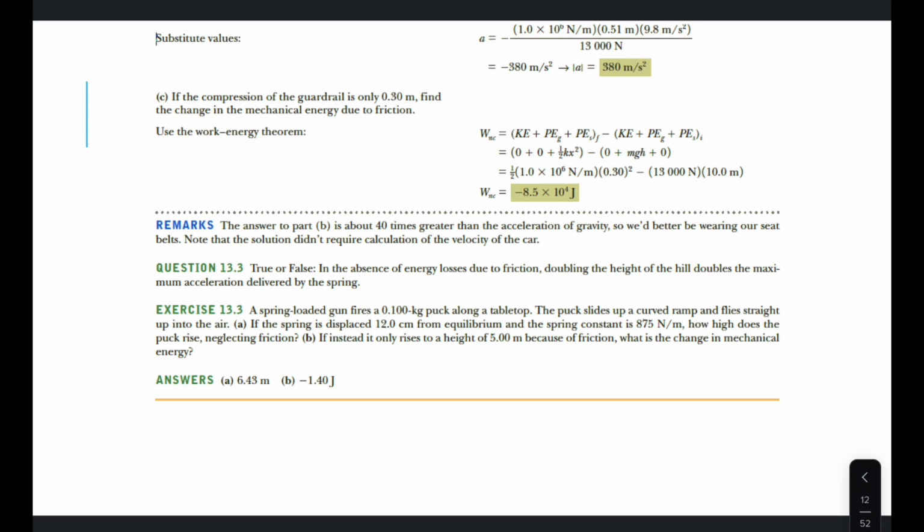Now part C. The compression of the guardrail is only 0.3 meter. Find the change in the mechanical energy due to the friction. So it's not reaching the maximum, which means that there is friction.